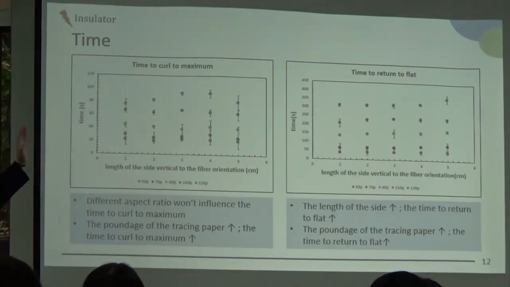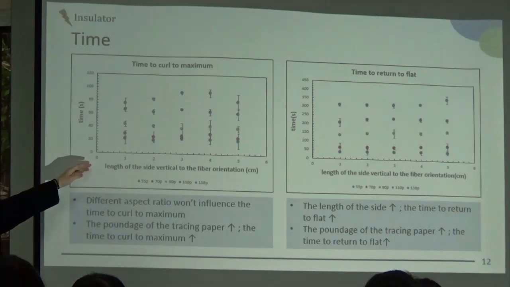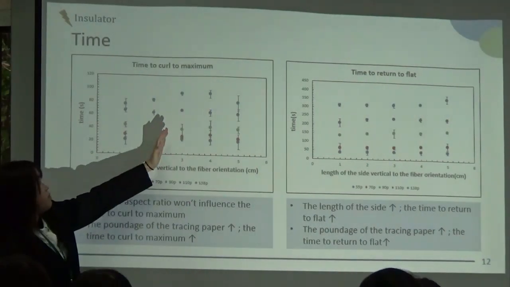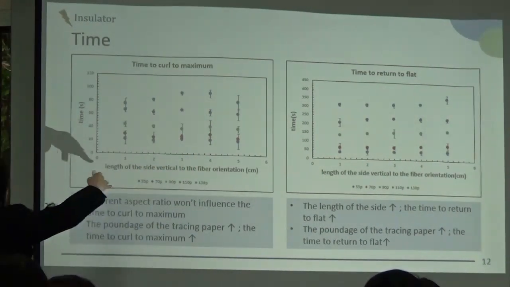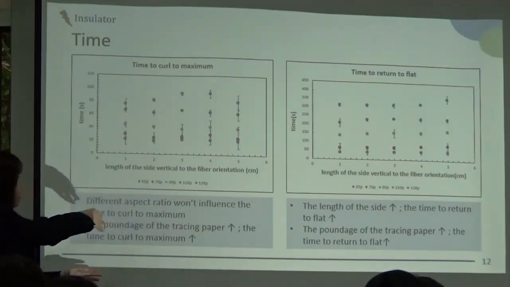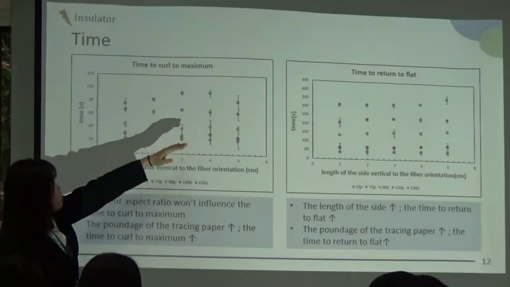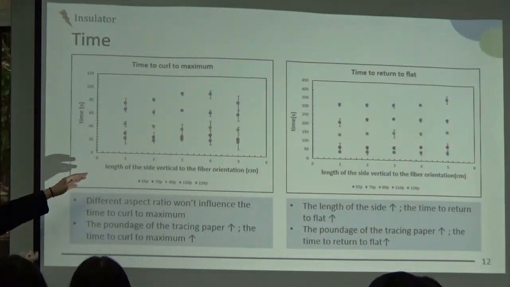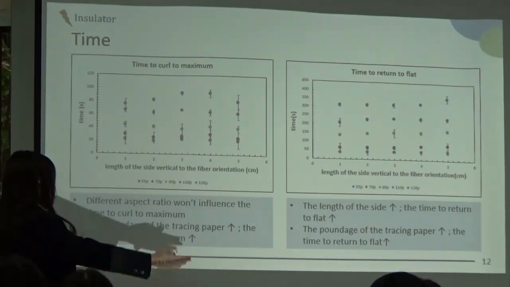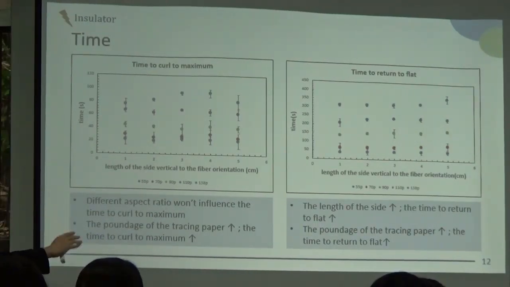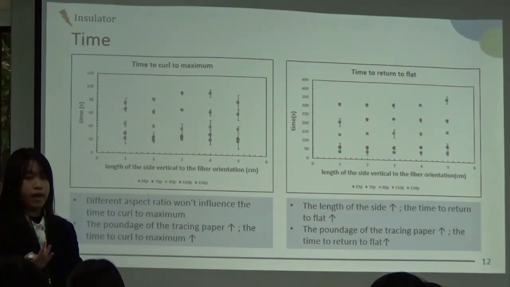And this is the analysis of the time. The graph on the left is the time to curl to maximum, and in the graph you can see that different aspect ratios will influence the time to curl to maximum a lot. But if the poundage of the tracing paper increases, the time to curl to maximum will decrease.